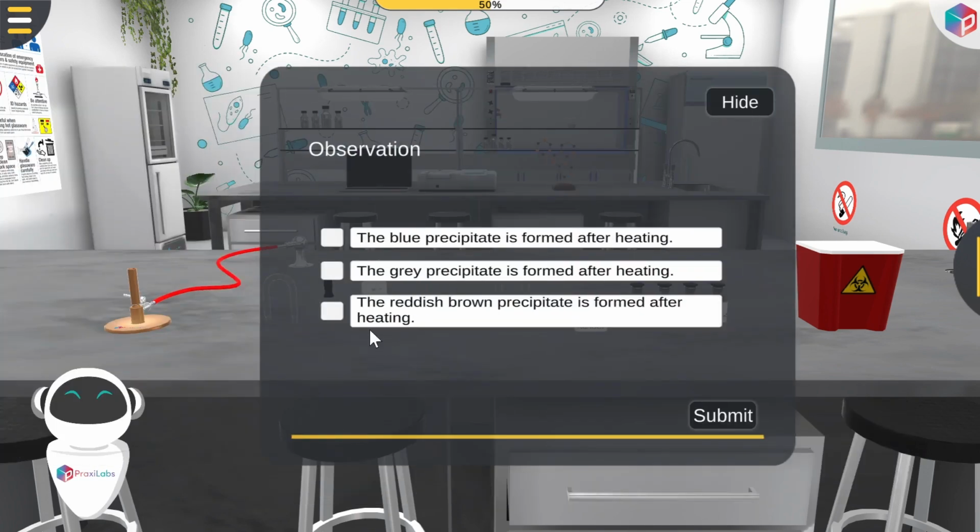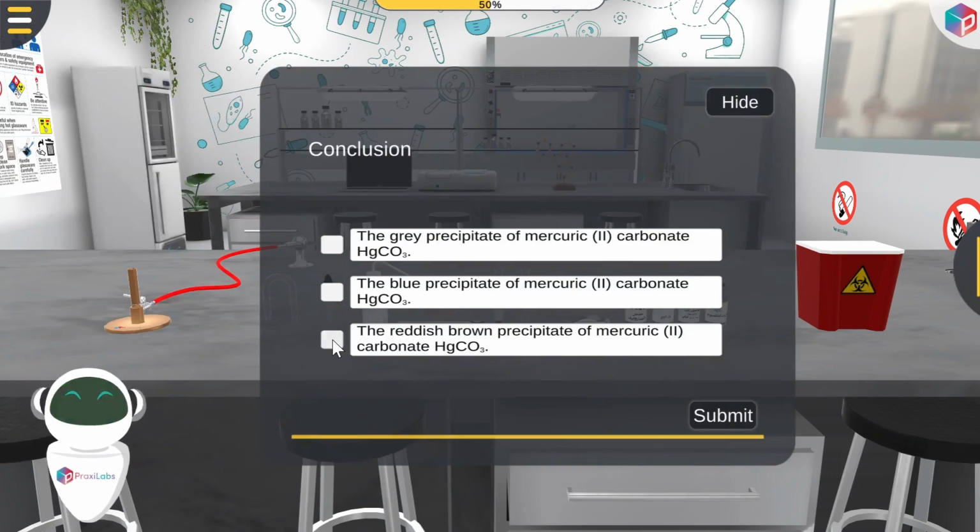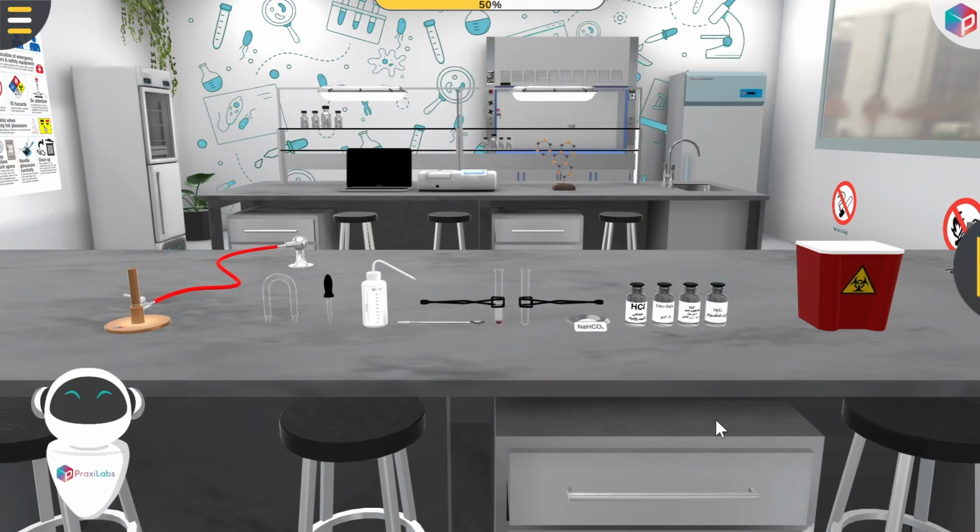Observation: a reddish-brown precipitate forms after heating. Conclusion: a reddish-brown precipitate of mercuric carbonate is formed.